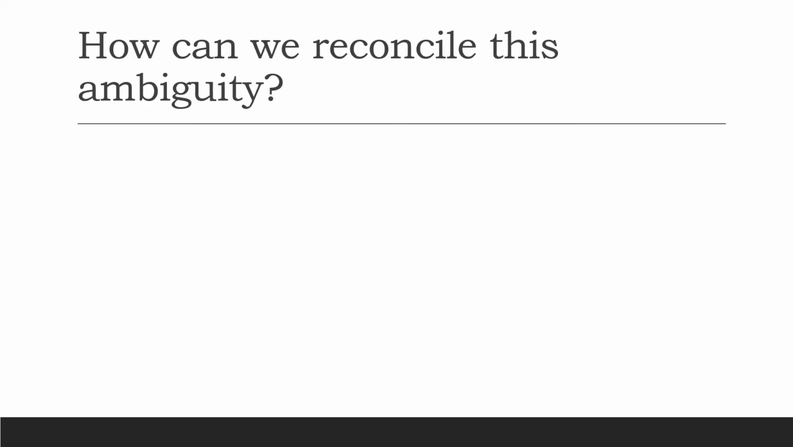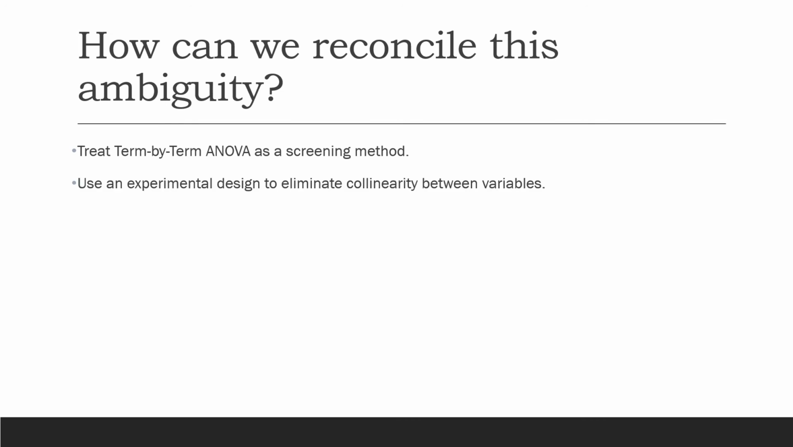So we've seen that changing sums of squares depending on the order of the terms being put into the model creates ambiguity. What are some ways that we could use to try to reconcile this ambiguity? One of the methods suggested by the textbook is to treat ANOVA with this term-by-term method as a screening test to give us a way to probe what variables might be useful to include in a model, and also what covariates might be useful to include in a model. So that's one idea. Another one is to try to eliminate the ambiguity altogether by using an experimental design that will eliminate collinearity between variables.